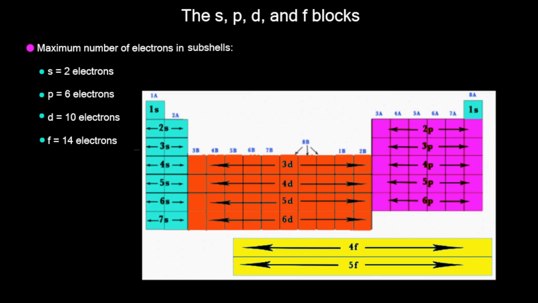Now, the d block, shown in orange, contains the transition metals and is associated with the filling of the d subshells. The d subshell can hold a maximum of 10 electrons, which is why the d block contains 10 columns. The f block, shown in yellow, contains the lanthanides and actinides, where electrons are added to the f subshells. The f subshell can hold a total of 14 electrons, which corresponds to the 14 columns in the f block. It is important to commit these 4 blocks to memory.